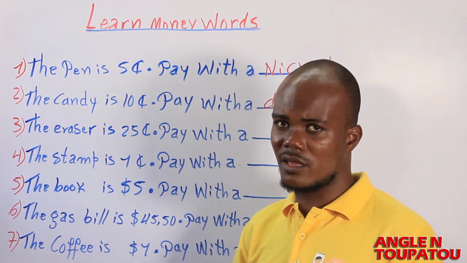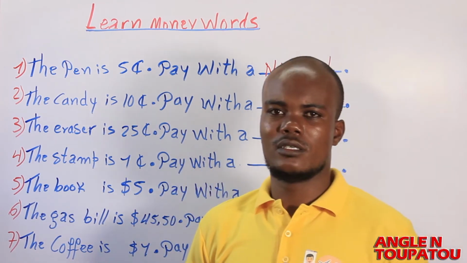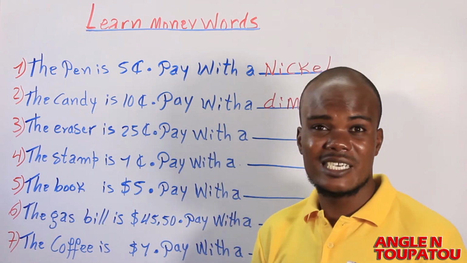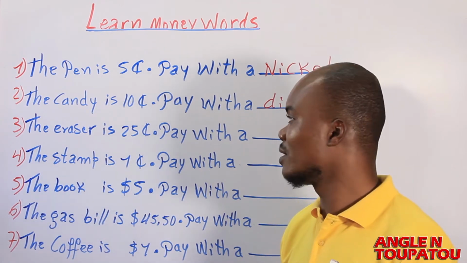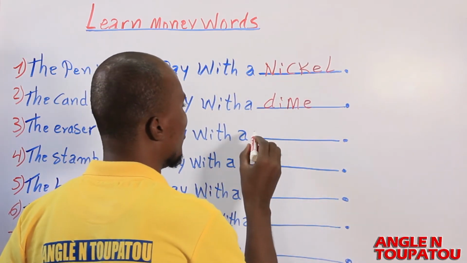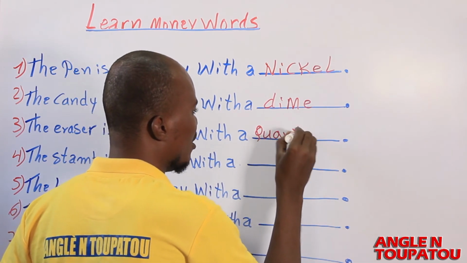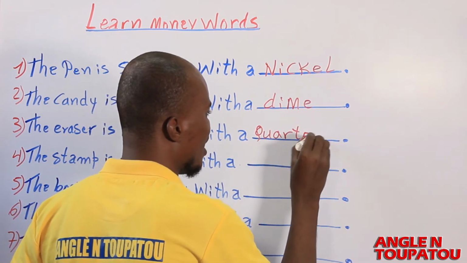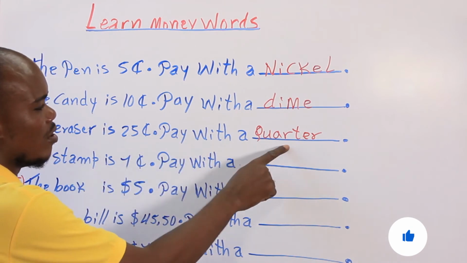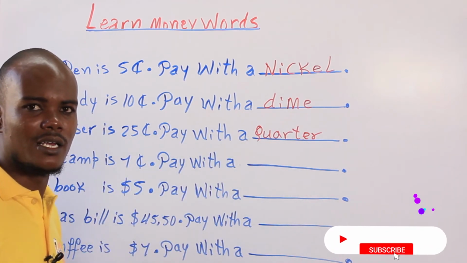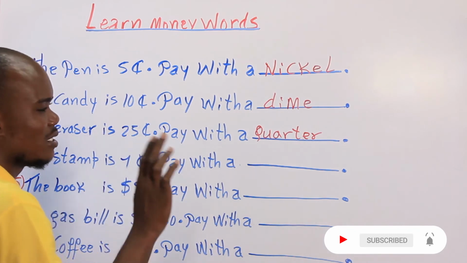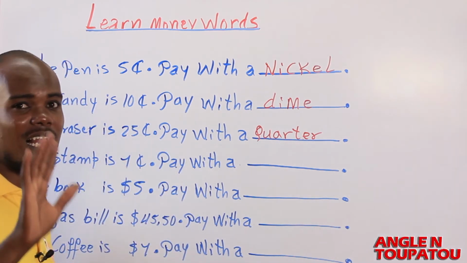If I want to buy an eraser like this, I can pay with a what? A quarter. Yes, I can pay with a quarter because 25 cents equals a quarter. 25 cents equal a quarter.